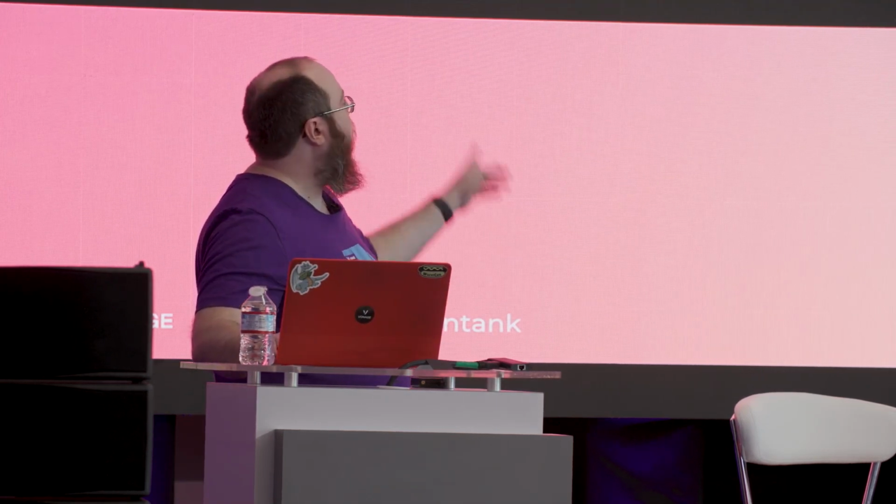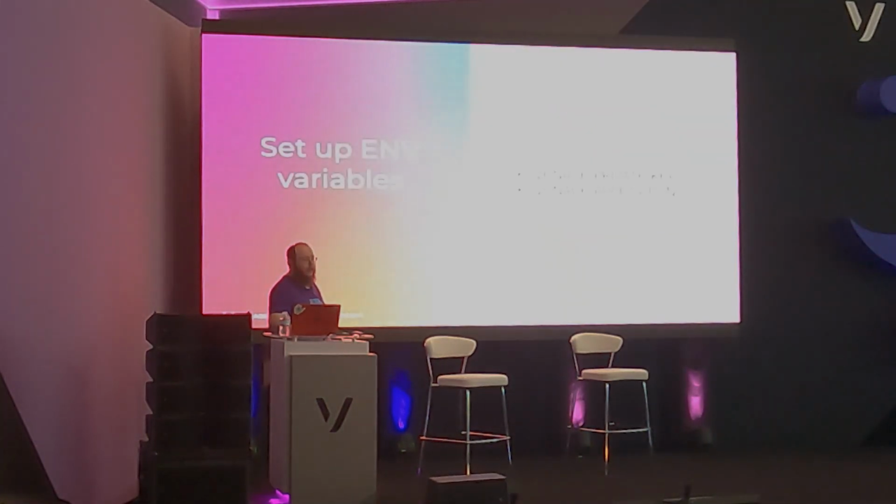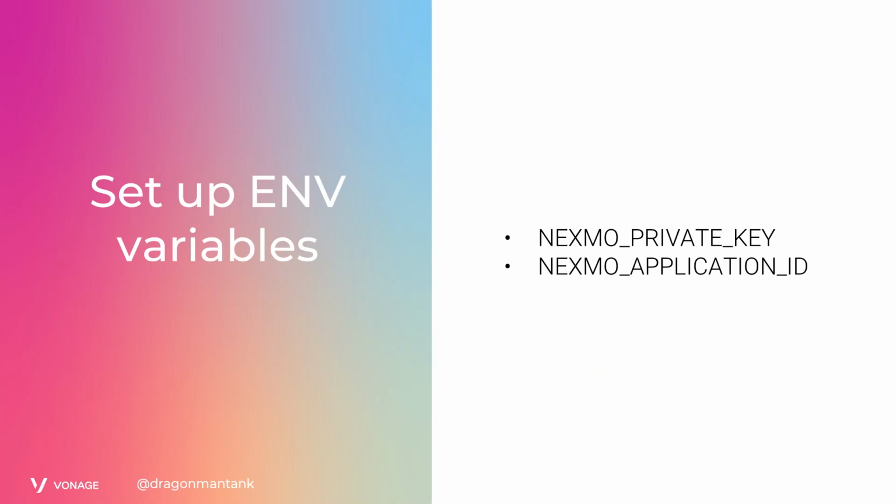And then for Laravel itself, we have some extra helpers, so we can take some of that preset configuration and set that all up. So if you're looking at these slides afterwards, implementing it, you can publish our vendor information, and we just have a couple things for you to fill in for authentication. And those two things are your private key and your application ID.